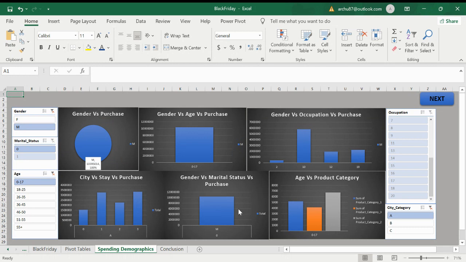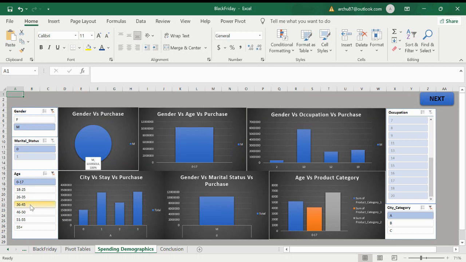And the marital status would be unmarried. Of course, it will be unmarried because the age is 0 to 17. And even in the age, if we see that age and the product category, we can see that product category 2 is that bucket, that particular category, where the purchases are happening more.